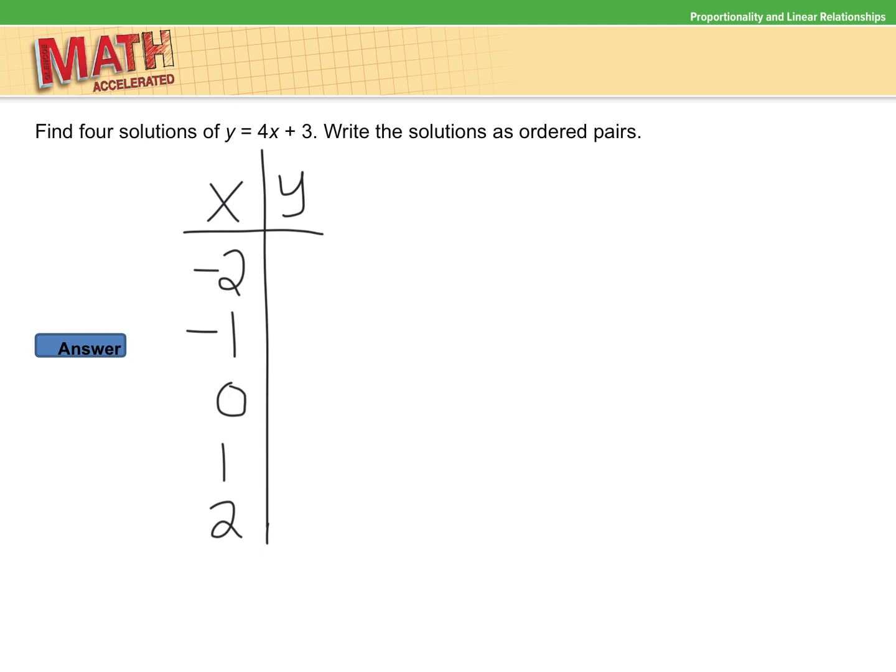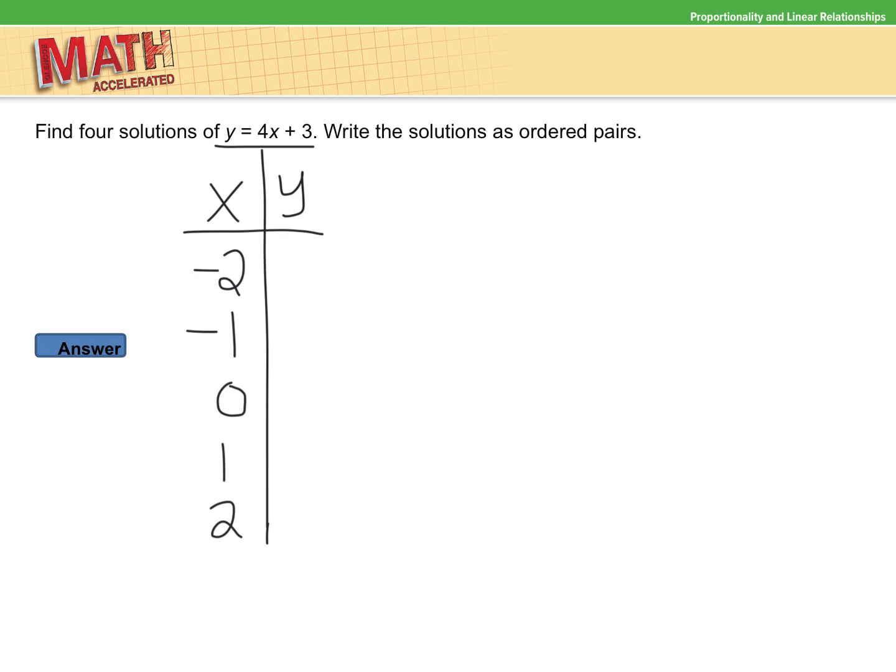Okay. So now that we have our XY table made and we picked our x values, how do I find my y values? Think what we've done. Times it by 4, plus 3. We substitute. Substitute all of them.